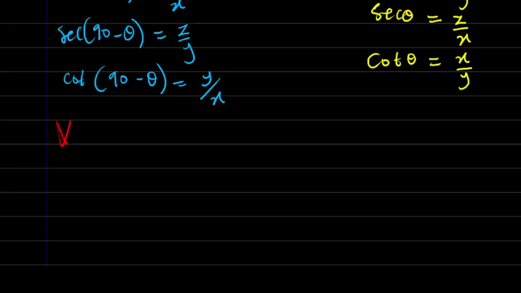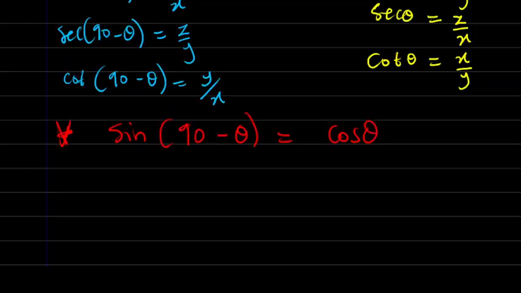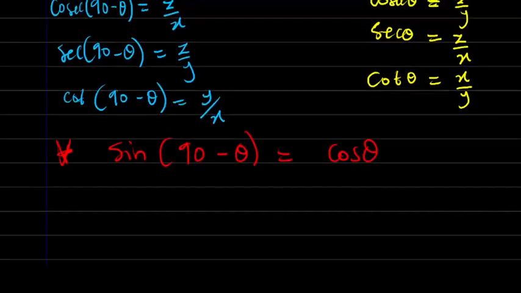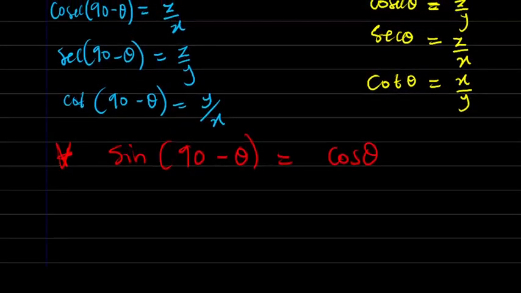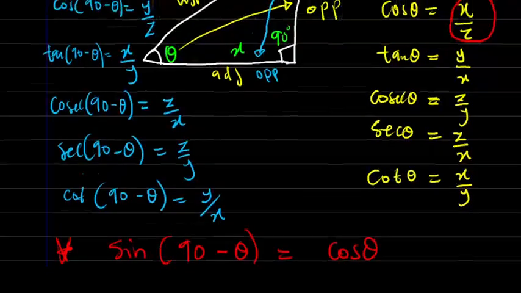So the first thing we have is sine 90 minus theta, which is the same thing as cos theta. You can see now, you don't need to cram it. Once you know where it is coming from, you easily recall it when you are trying to remember it.